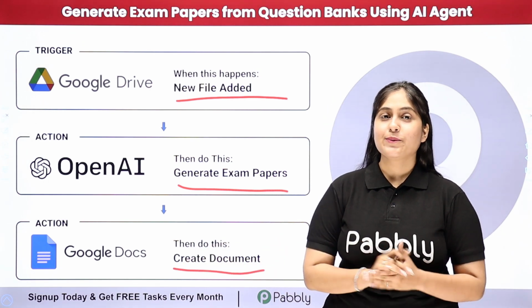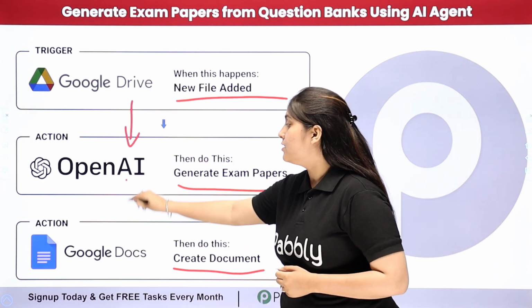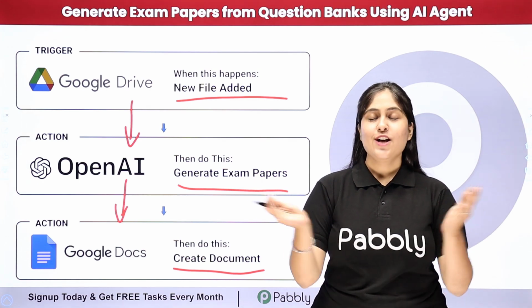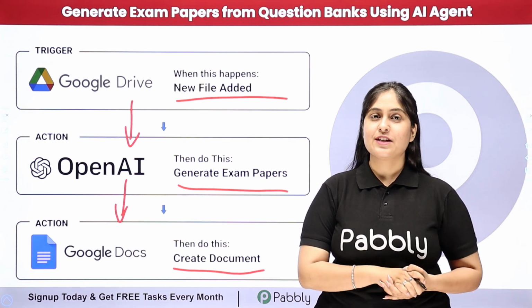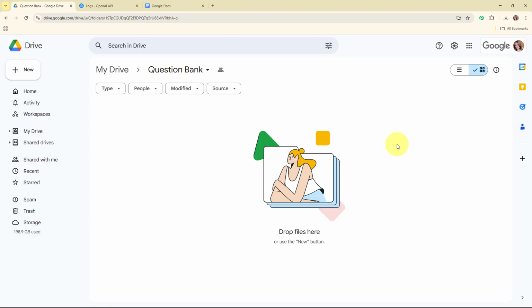Now, to automate the entire process, I need to connect my Google Drive with OpenAI and Google Docs using an automation software named Pabbly Connect. So to see the working of this automation and to learn this process step by step, let me take you to my screen. Welcome to my screen.